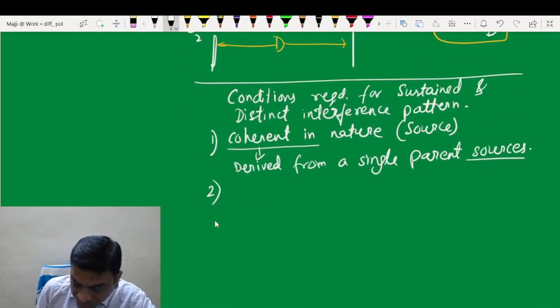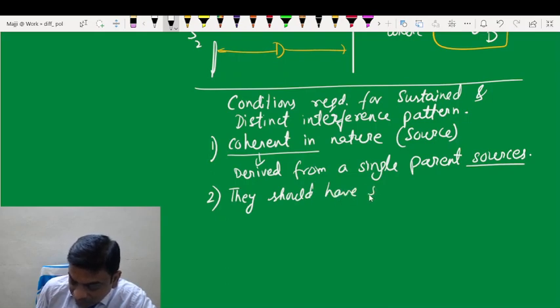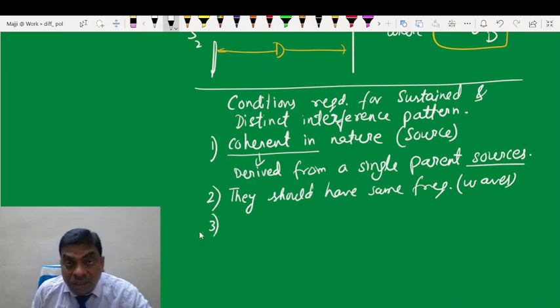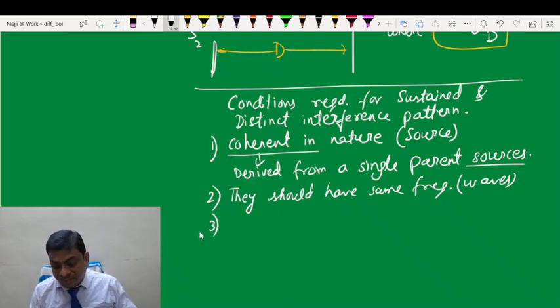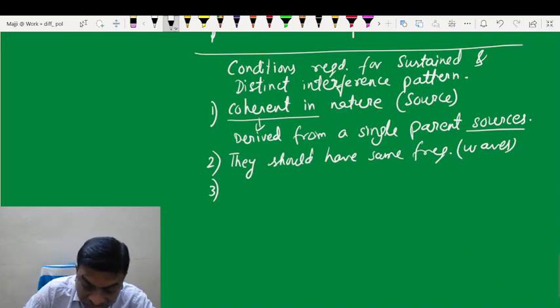Then second, of course, since they are coherent, they are having the same frequency, but still I will write it once again that the waves should have same frequency. Only then sustained interference is possible. Otherwise, there is no question of any interference. So interference itself represents superposition of waves with same frequency. That is very important. These two are very important conditions as compared to other conditions, students.